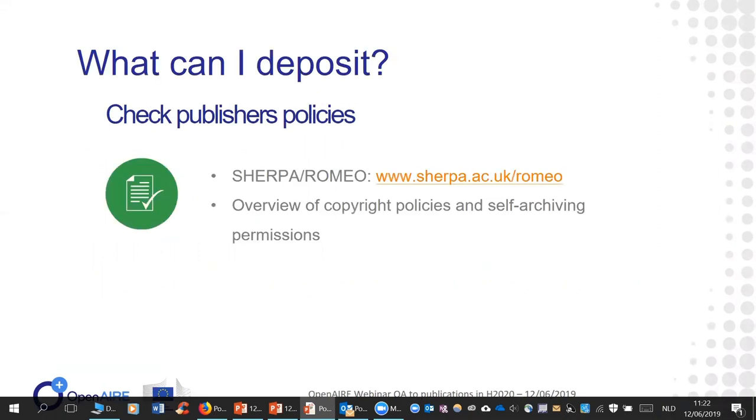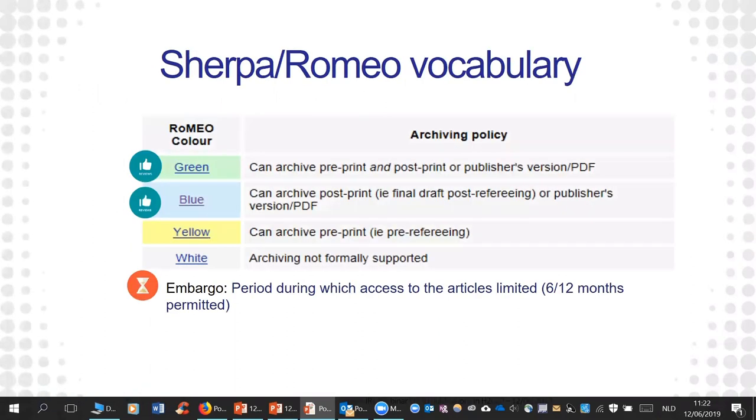It's always good to check the publisher policies even before you publish, so you know what the copyright policy is and the self-archiving permission of your publisher. The two things that publishers sometimes restrict you on are, first, the embargo period. So they can say, okay, you have to wait 6 months before you make it open access, or even more. And second, the version that you can put in a repository. Those are the two things you should pay attention to.